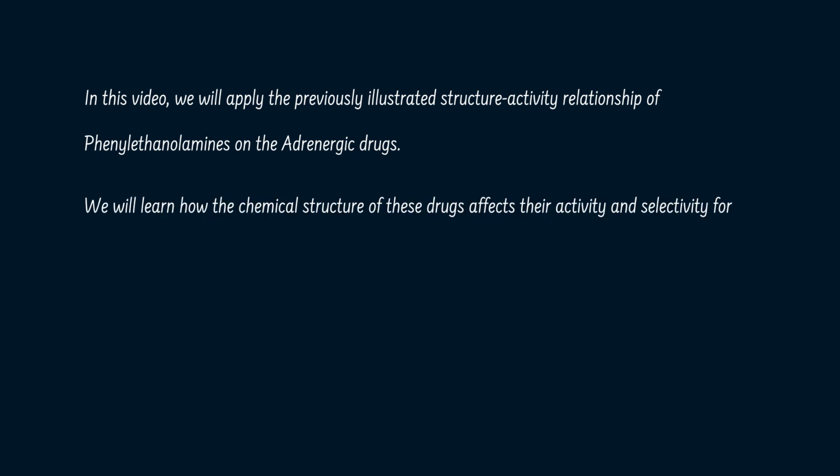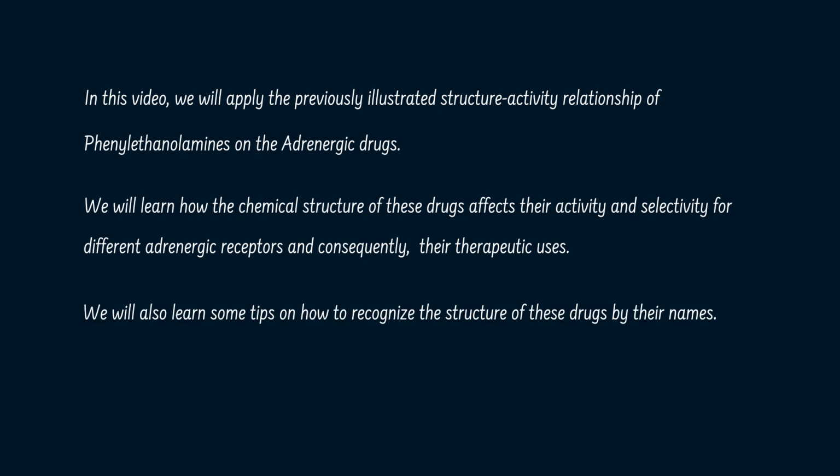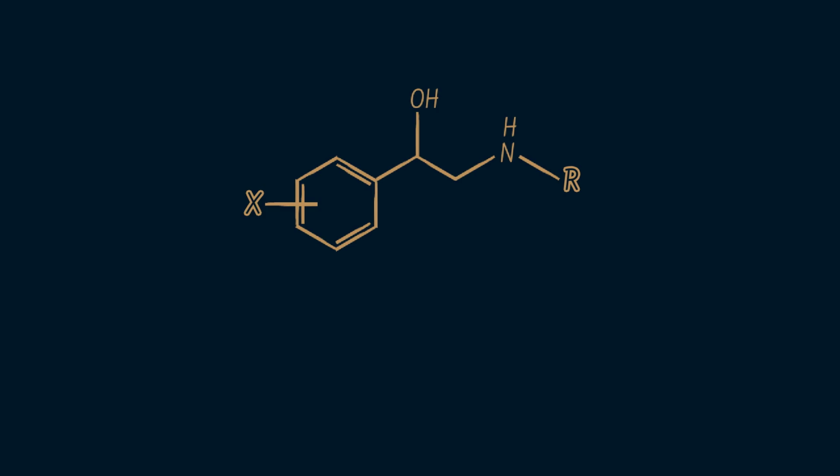In this video we will apply the previously illustrated structure-activity relationship of phenylethanolamines on the adrenergic drugs. We will learn how the chemical structure of these drugs affects their activity and selectivity for different adrenergic receptors and consequently, their therapeutic uses. We will also learn some tips on how to recognize the structure of these drugs by their names. First, let us encapsulate the key points of structure-activity relationships of phenylethanolamines.